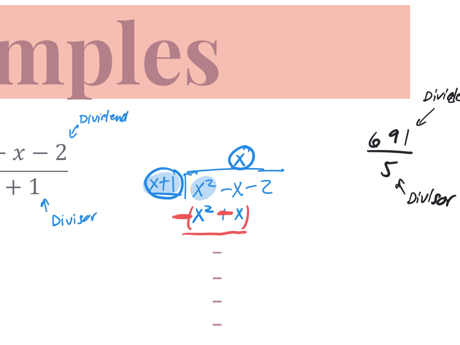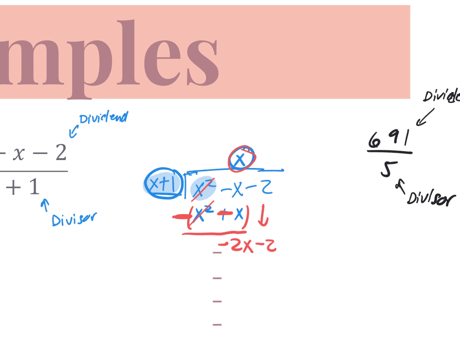And what should happen next, if you picked the correct factor up here, is that x squared and minus x squared are going to cancel out. And so you're left with a negative x minus x, and that gets you a negative 2x. When it was numbers, we would bring down our next digit. With polynomials, we're bringing down our next term. Our next term is a negative 2, so I'm going to bring down a minus 2. And you're going to repeat the process.